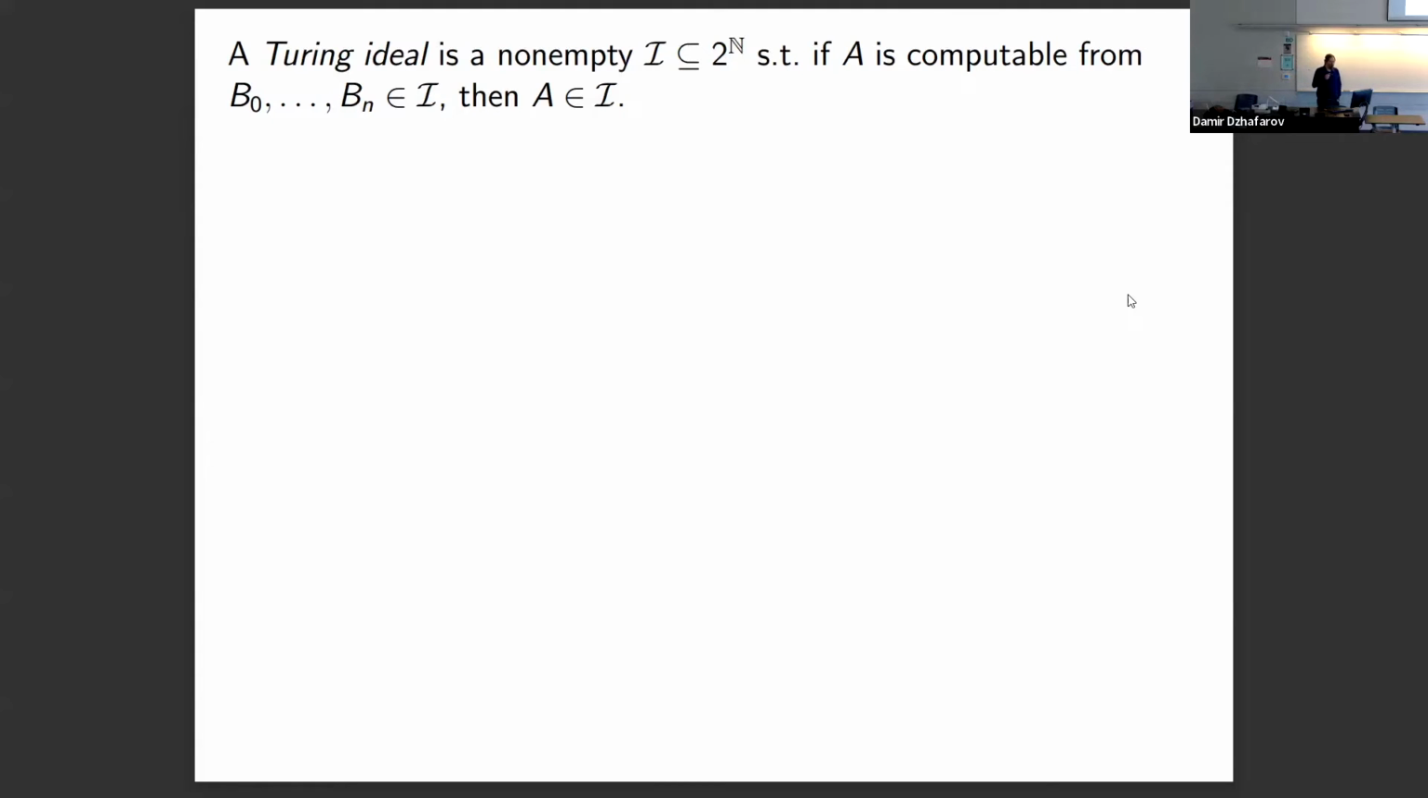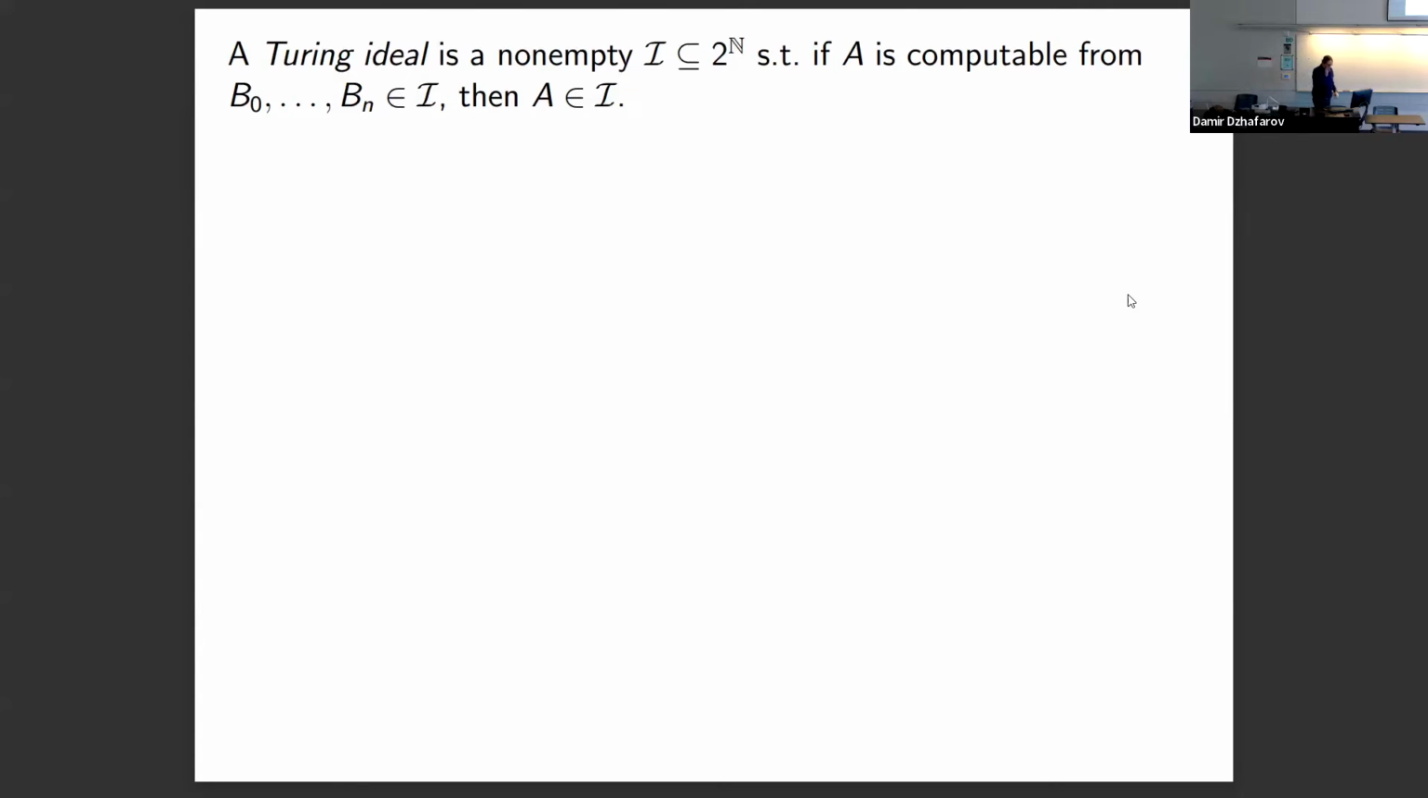Think of the notion of a Turing ideal. A Turing ideal is just a non-empty collection of sets of natural numbers that has a closure property: if you have finitely many elements in there, and using those as oracles you can compute some other A, then that A should be in there. So it's closed under computable procedures. You can think of a Turing ideal as a context for computable mathematics, right? Computable procedures can be carried out in the Turing ideal.